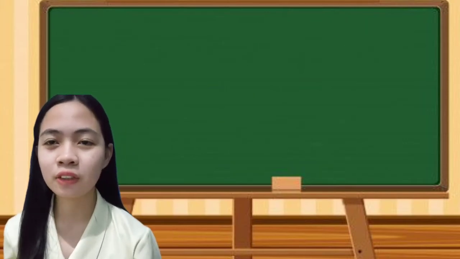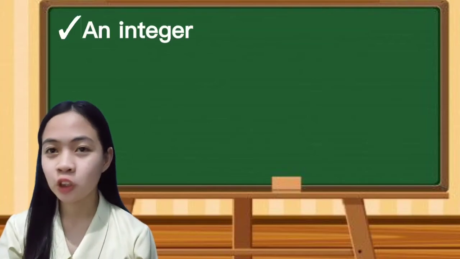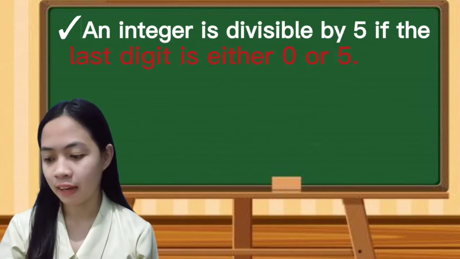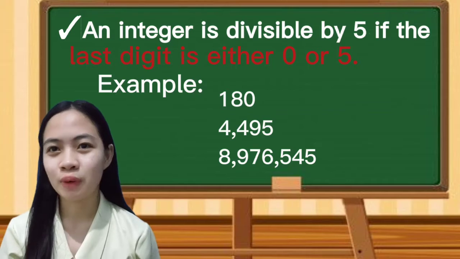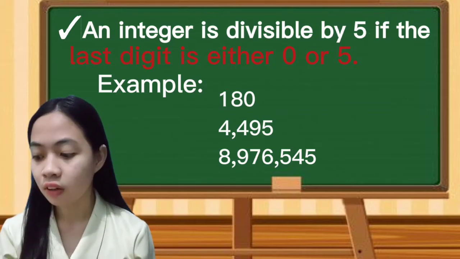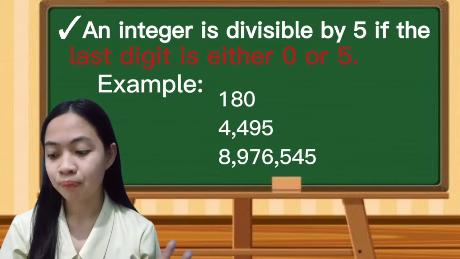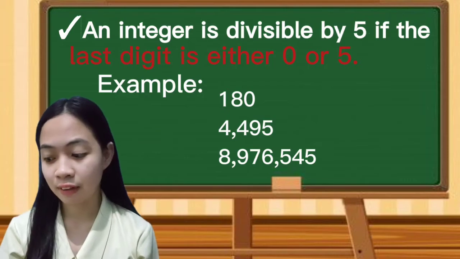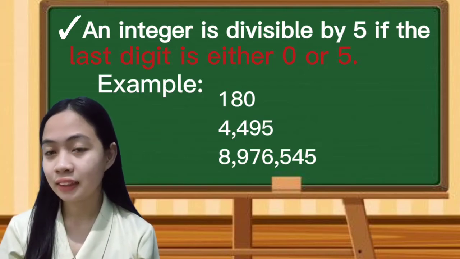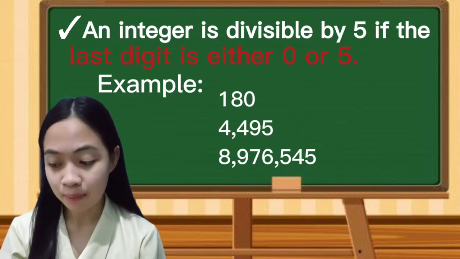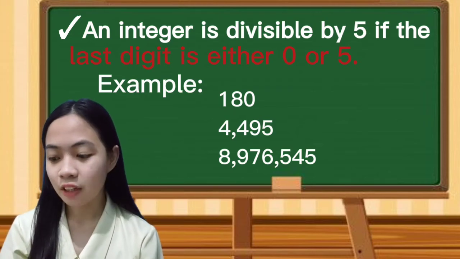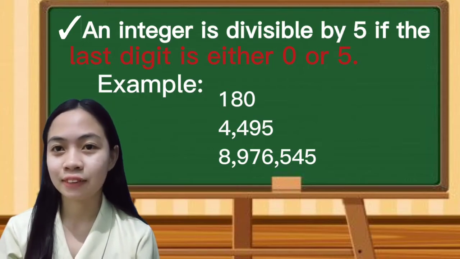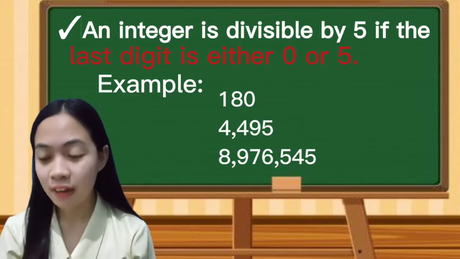Now is the divisibility rule of number 5. An integer is divisible by 5 if the last digit is either 0 or 5. Example, 180. What is the last digit of 180? 0. So, it is divisible by 5. Another one, 4,795. The last digit of it is 5, that is why it is divisible by 5. Another one, 8,976,545. The last digit is 5, and 5 is divisible by 5.